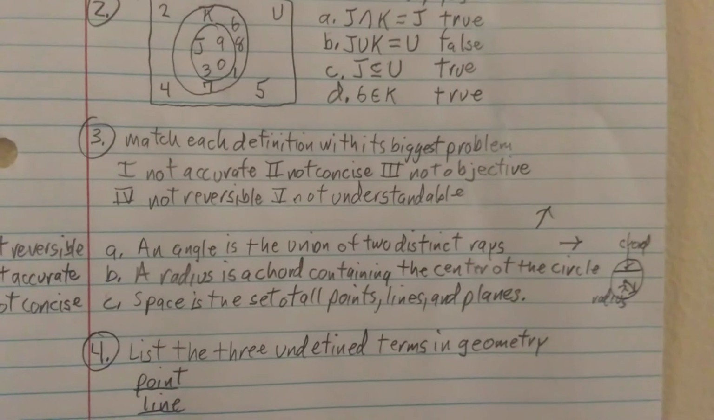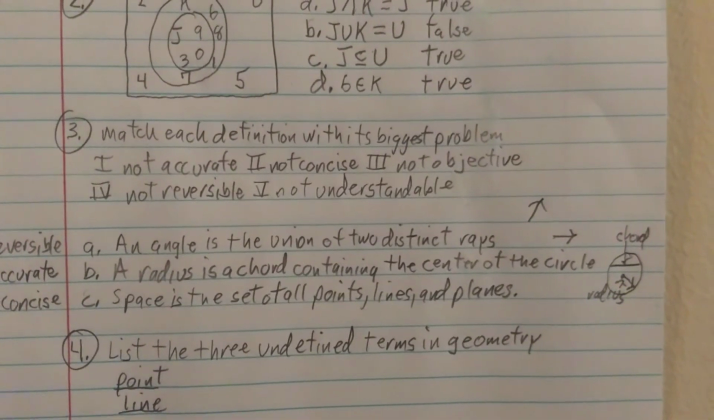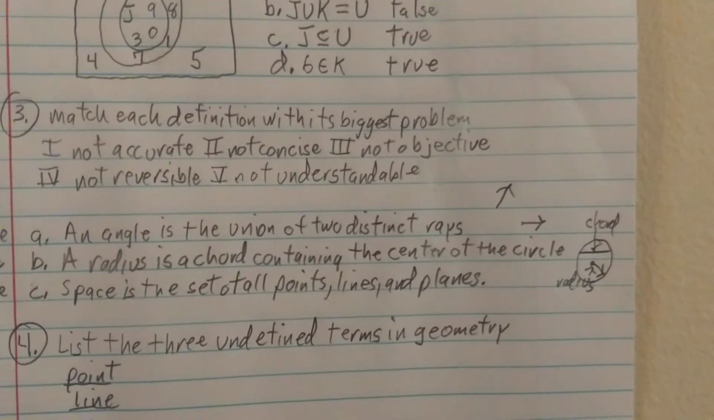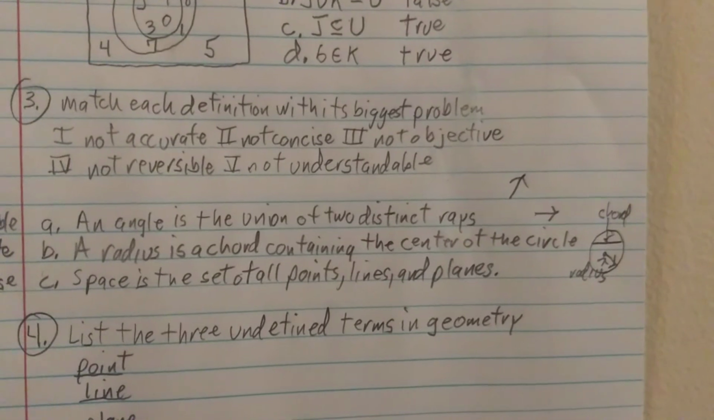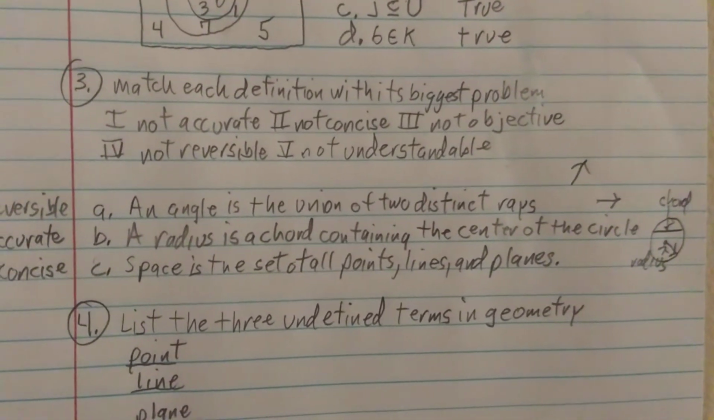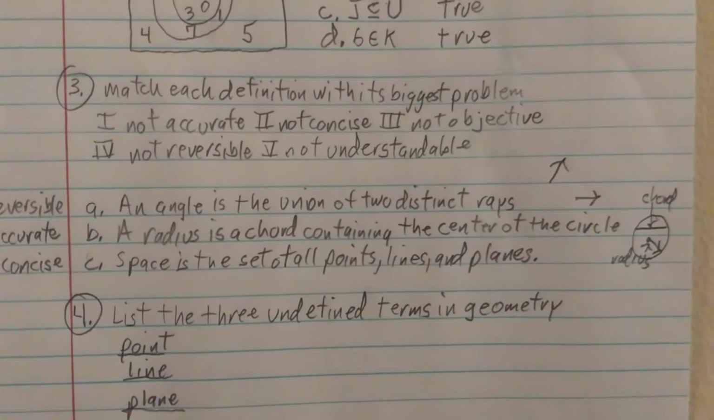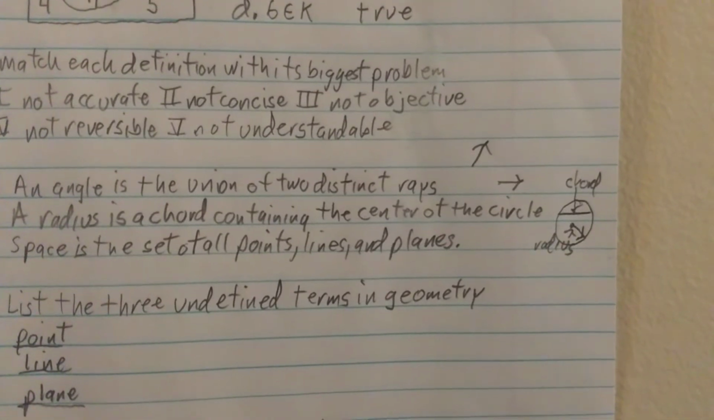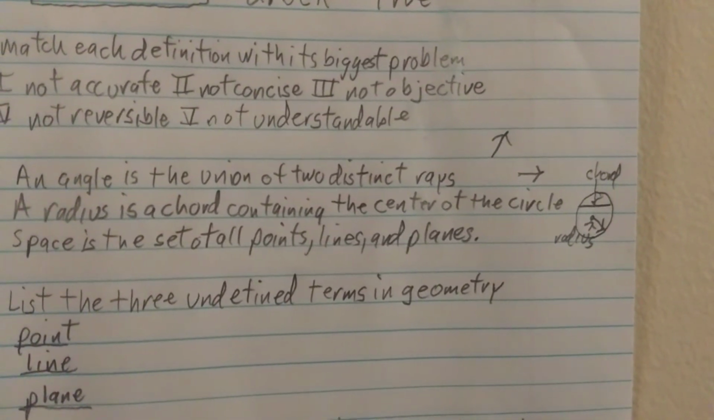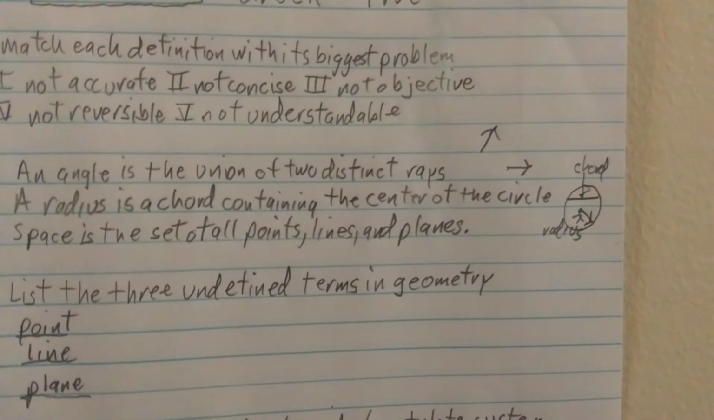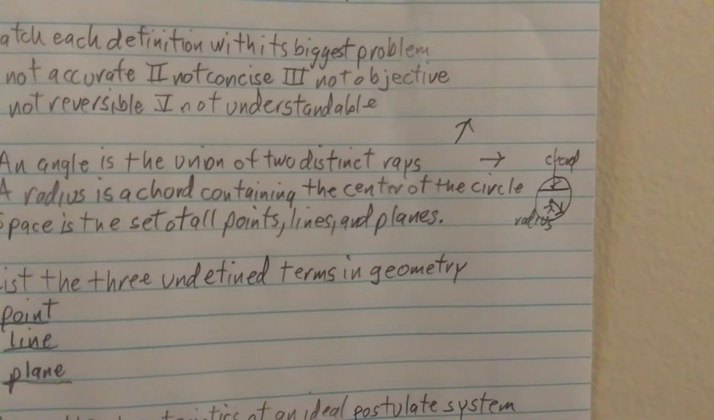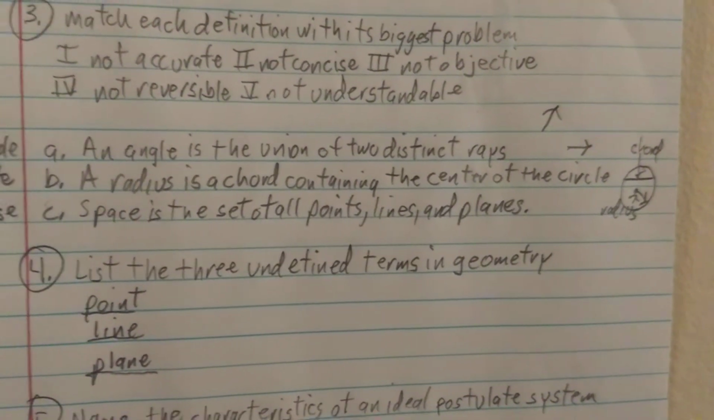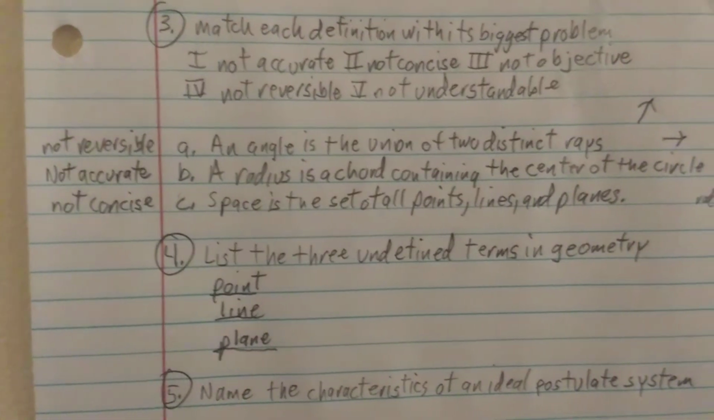Now for problem 3, we have match each definition with its biggest problem. That it's not accurate, that it's not concise, meaning wordy, that it's not objective, that it's not reversible, or not understandable. So for A, we have an angle is the union of two distinct rays, and if we look at just two random separated rays like that, we can see that if we try to reverse this, the union of two rays as an angle doesn't work because it's missing the part of the definition which gave them a common endpoint. So this is definitely not reversible.